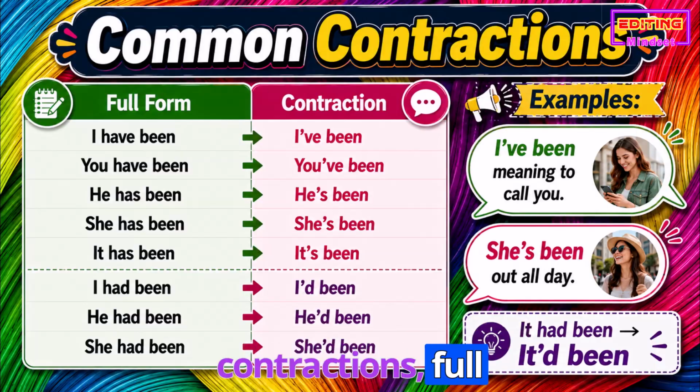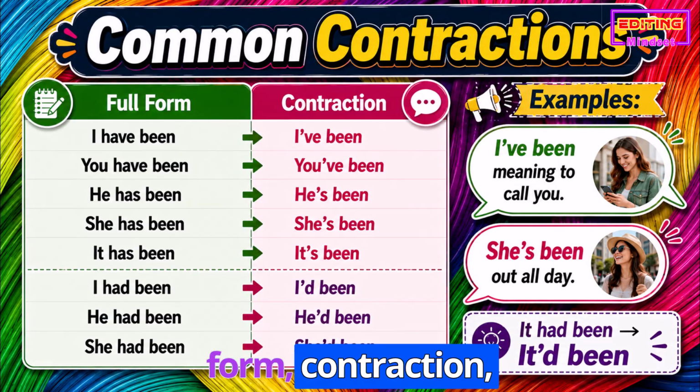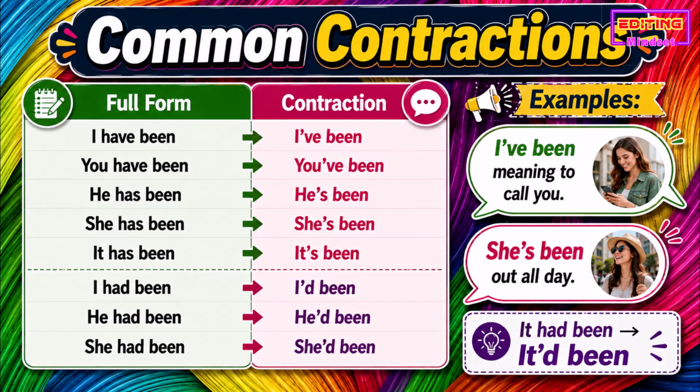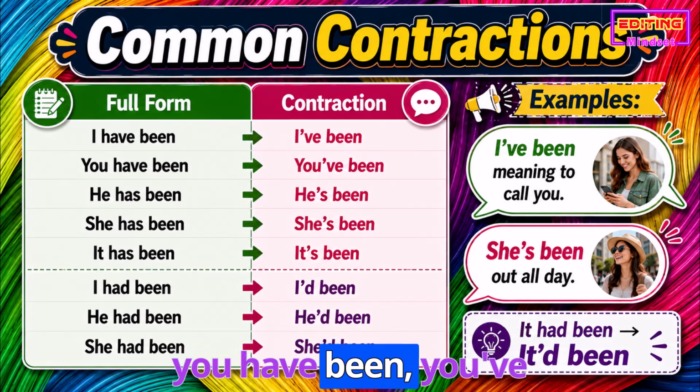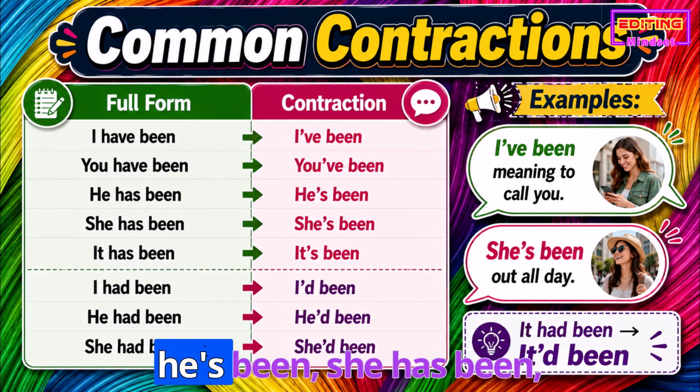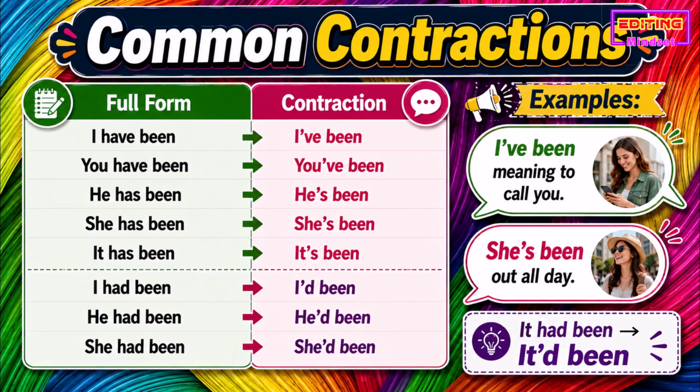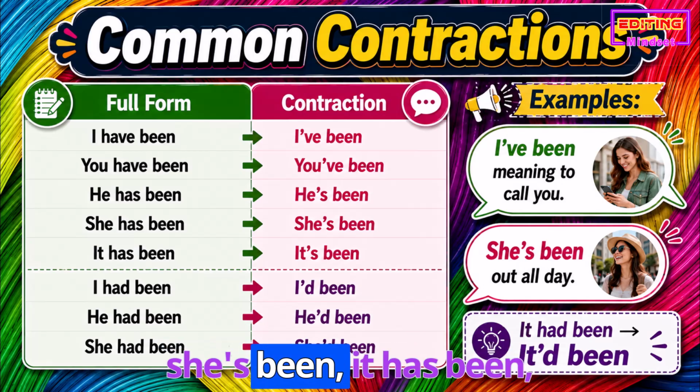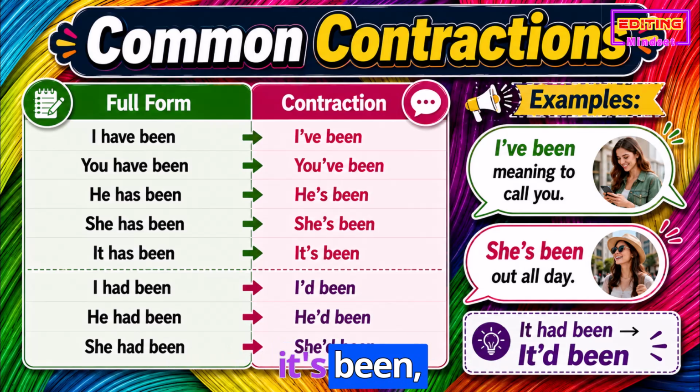Eight common contractions. Full form, contraction. I have been, I've been. You have been, you've been. He has been, he's been. She has been, she's been. It has been, it's been.